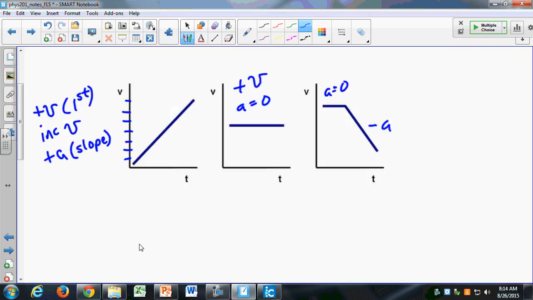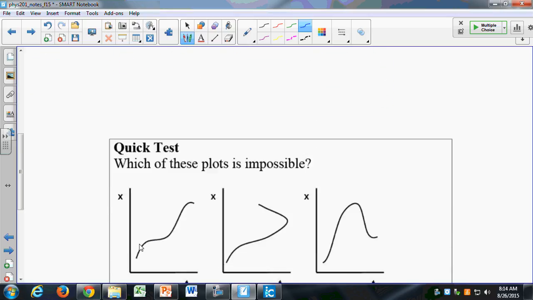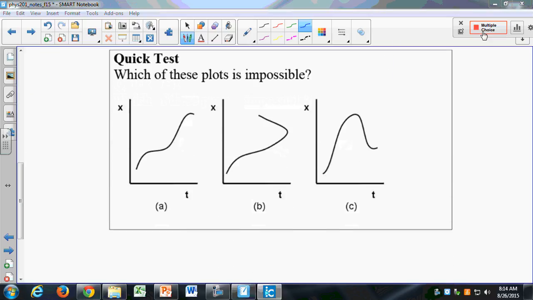We can move on? No? Let's try this quick test. Which of these plots is impossible? Just to help you think about plots and what they represent. All right, I'll stop at 25.